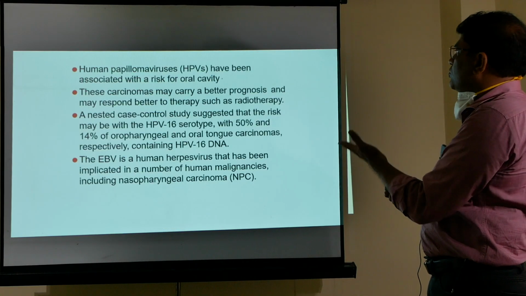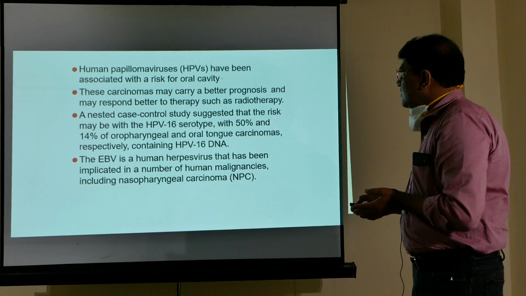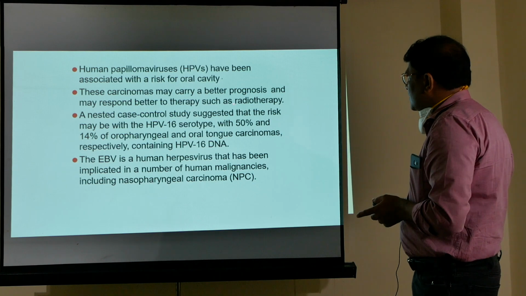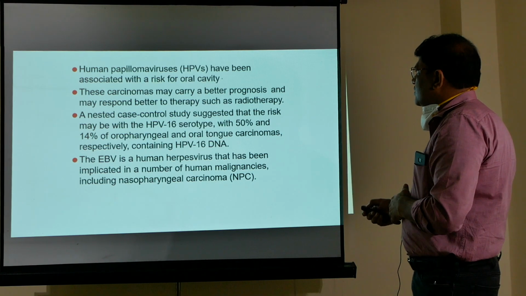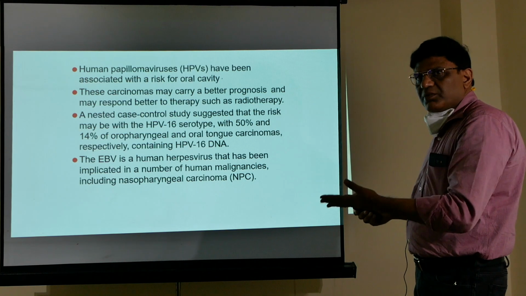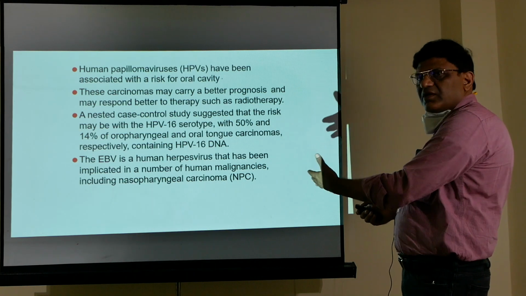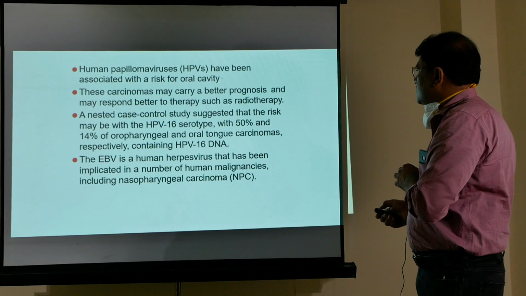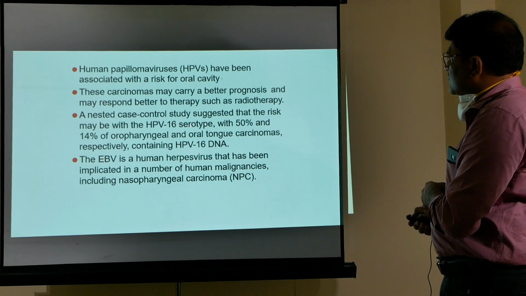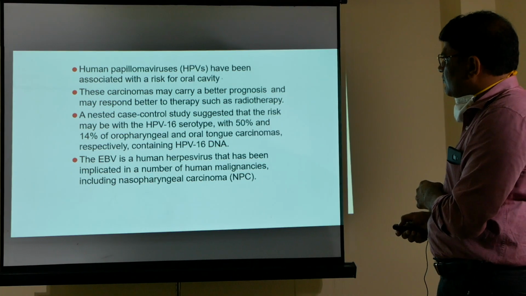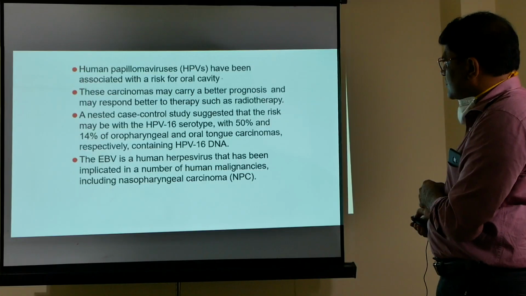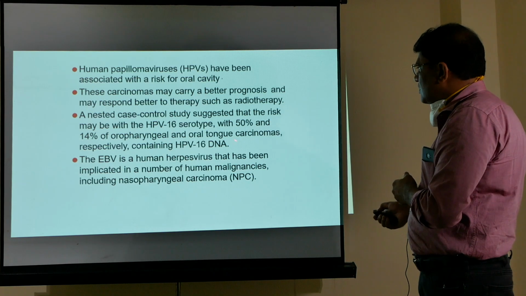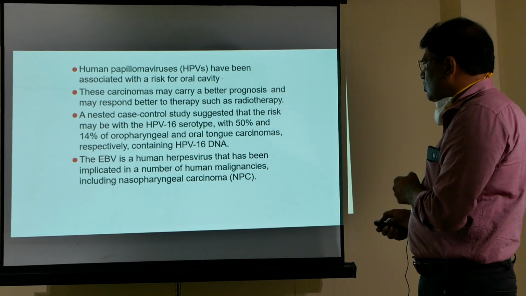Now if we talk about human papilloma viruses, that is HPVs, they have been associated with a risk for oral cavity cancer, but these carcinomas carry a better prognosis because they respond better to therapy such as radiotherapy. Okay, but the pan gutka or masala cancers don't respond to radiotherapy very well. A nested case control study suggested that the risk may be with the HPV 16 serotype, with 50% and 14% of oropharyngeal and oral tongue carcinomas respectively containing HPV 16 DNA. So this is the most common virus involved in our oral cancers.